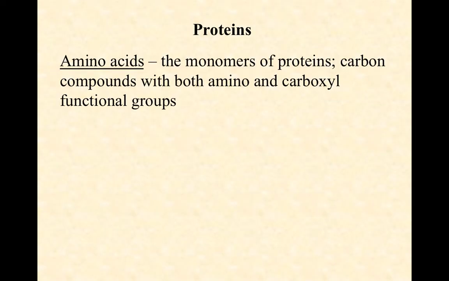Our discussion of proteins. So I think this is where we stopped in class. Amino acids, definition: these are the monomers of proteins. They're carbon compounds that have both an amino group and a carboxyl functional group.